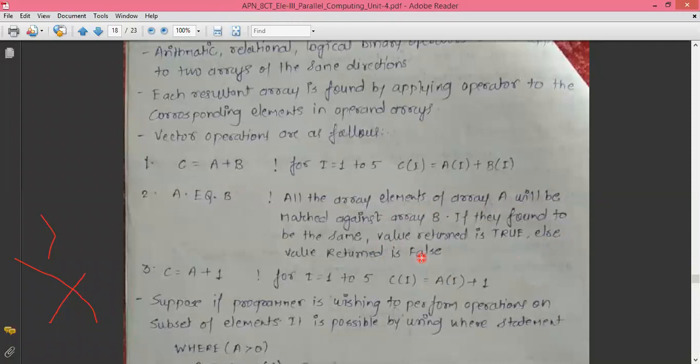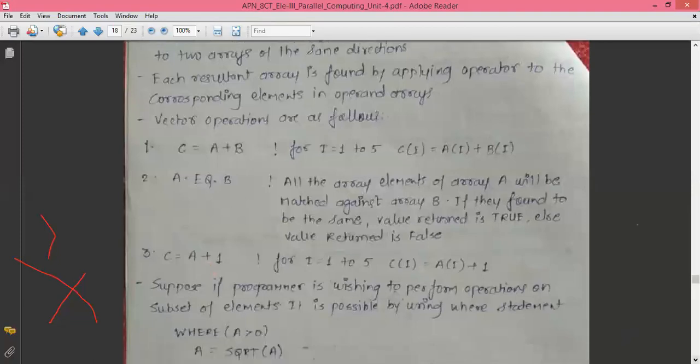If it is a boolean, what will it return? 1, else 0, right? So again, one of the instructions: this is how we write the loop in the C programming language to perform an increment operation. If you want to add 1 to an array element, this is how we write it down: C is equal to A plus 1.